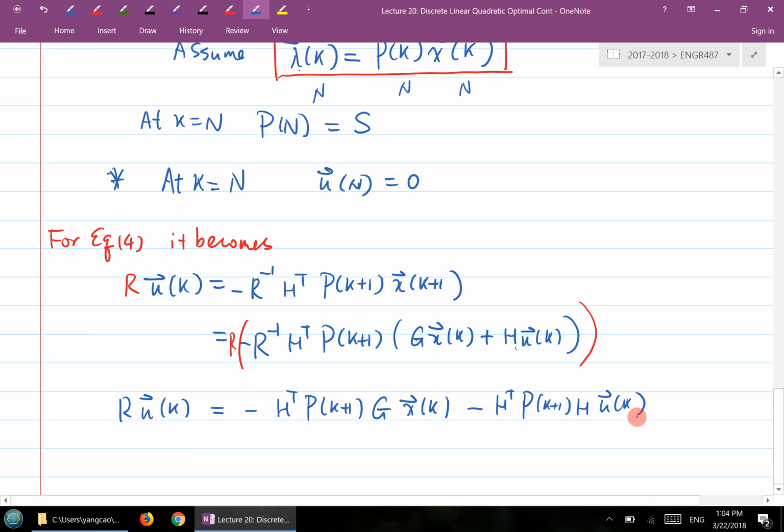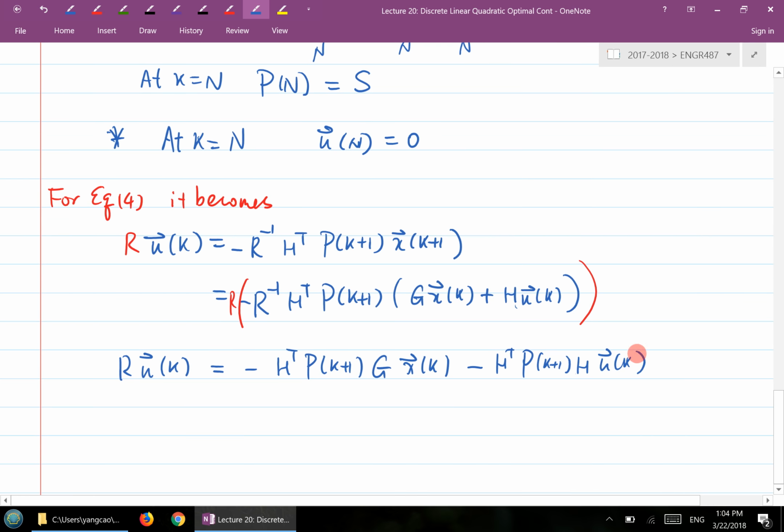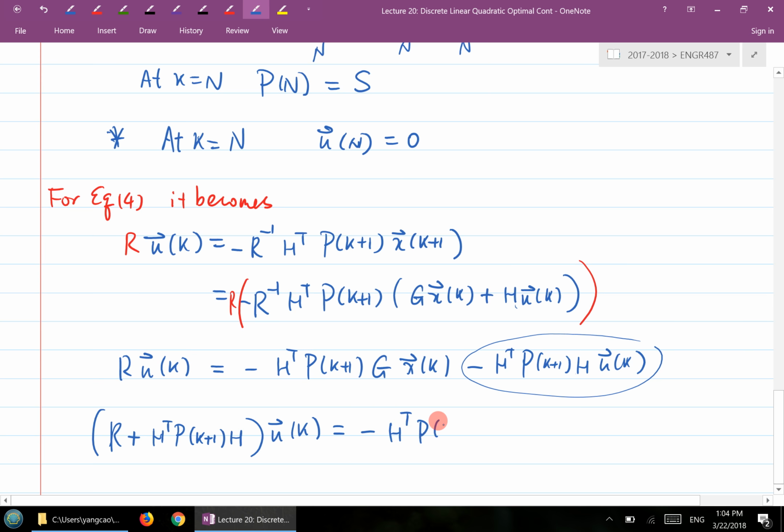There are a lot of symbols flying around here, but still they're the very fundamental matrix multiplications. Then I'm going to move this term to the right side, so we get R plus H transpose P k plus 1 H, times u of k, equal to negative H transpose P k plus 1 times G times x of k.